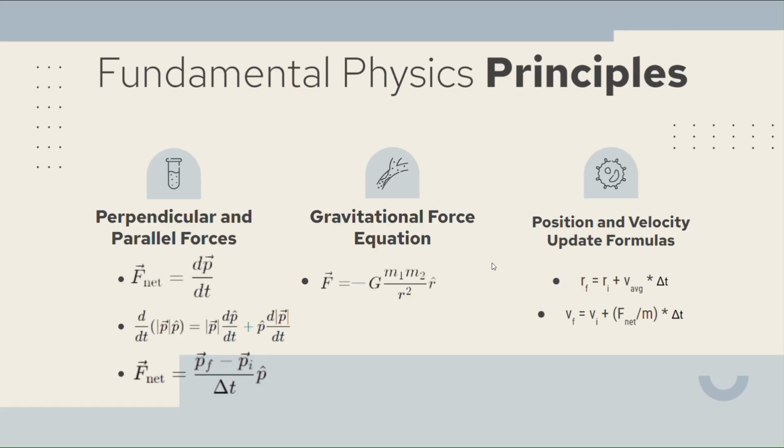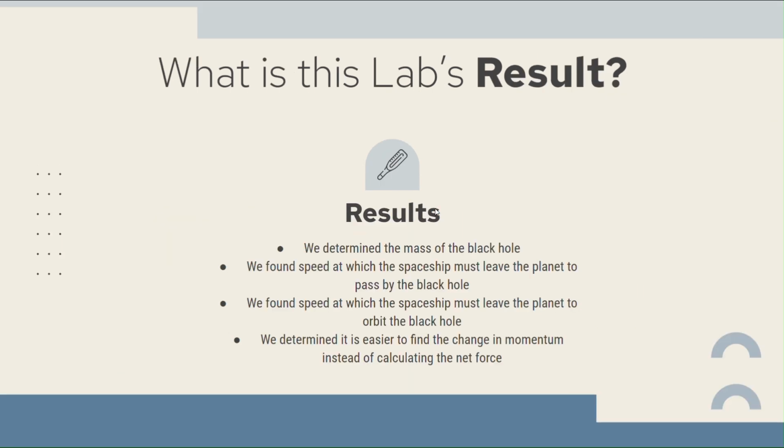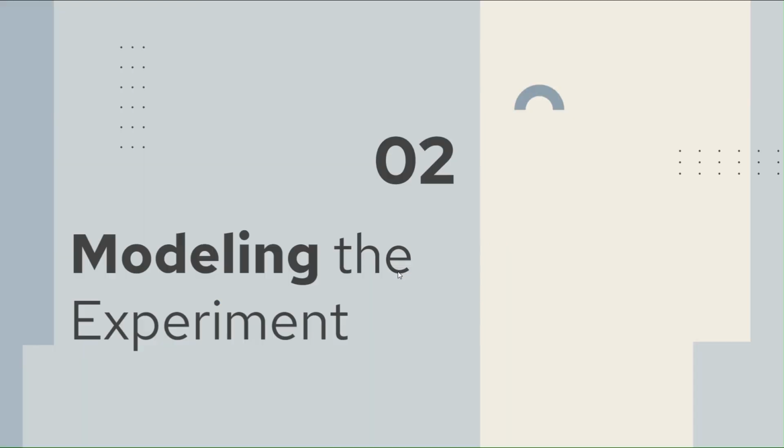The physics principles we use were that Fnet, or dp/dt, is equal to perpendicular dp/dt plus parallel dp/dt. Then we also use the gravitational force equation and the position and velocity update formulas to simulate motion in our model. The results were we determined the mass of the black hole, we found the speed at which the spaceship must leave the planet to pass by the black hole or to orbit around the black hole, and then we determined that it's easier to find the change in momentum instead of calculating the net force.